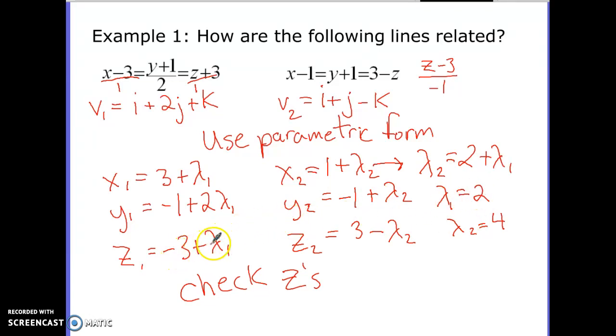Plug in 2, we get negative 1 here. 3 minus 4 is also negative 1. So they are the same. So these lines intersect. Okay? They intersect at the point 5, 3, negative 1. Okay? And that's basically how we do that. We want to move into parametric form and then solve.